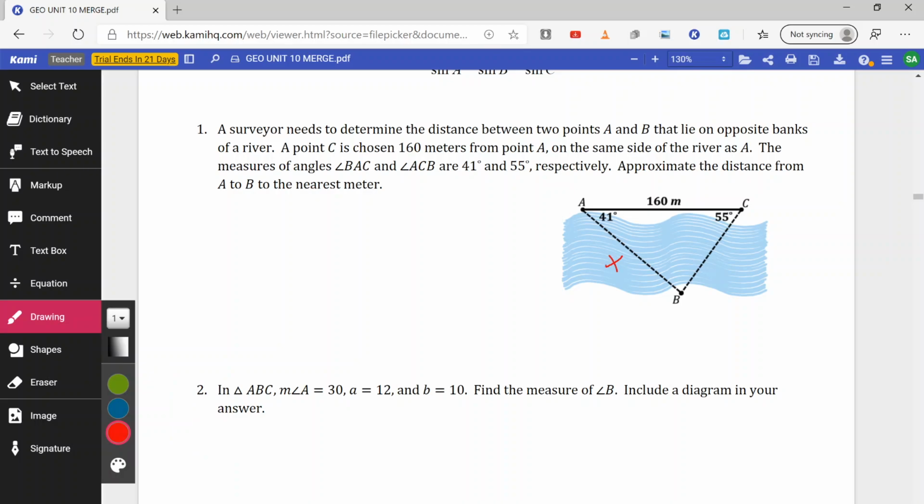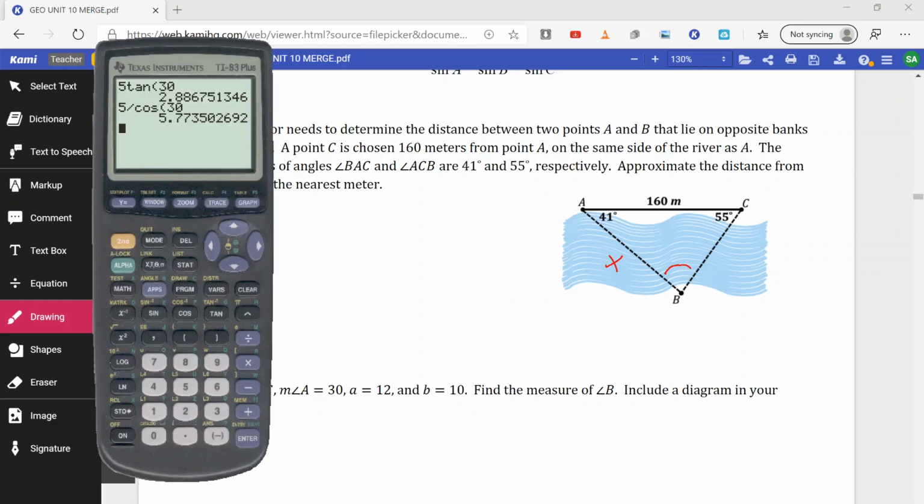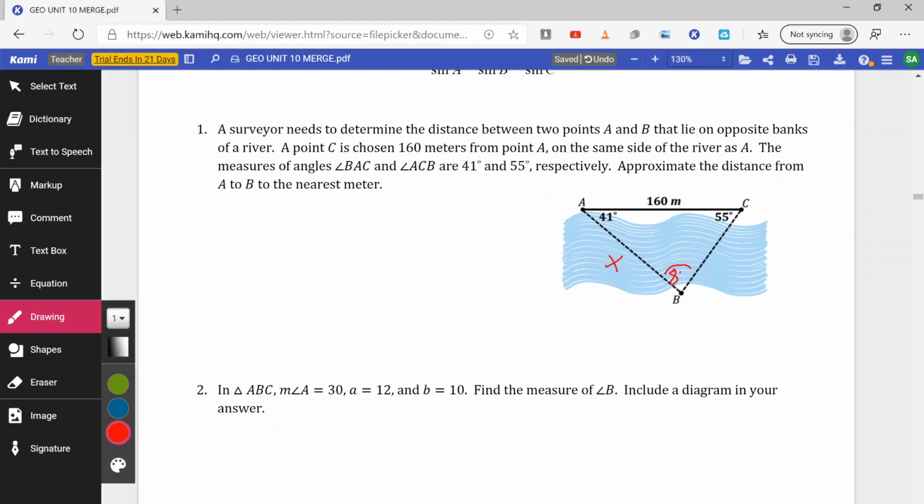There's our unknown. Now, what we do know is A to C is 160 meters, and we have these two angles. Now, we also have a triangle here. In a triangle, the angle measurements will always add to 180 degrees. So all I have to do is add 41, 55 and my missing piece, and I know I have 180 degrees. So that's our first step. What is our missing angle? So all we have to do is subtract 41 and 55 from 180 degrees. And we get an angle of 84 degrees.